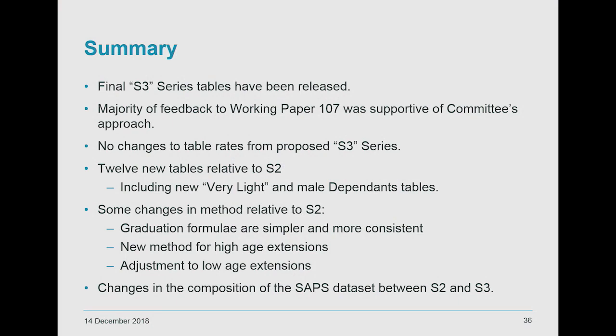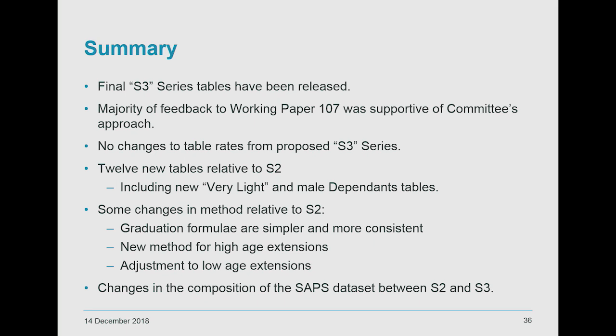So in summary, we've released the final S3 series of tables. The majority of the feedback to the 15 questions were supportive of our approach. There were questions on either side. We didn't change any of the table rates compared to the S3 series, but we did produce some additional analysis to hopefully help people to understand what we're doing and to help them use the different tables. We've got 12 new tables compared to S2, including these new very light and male dependence tables.